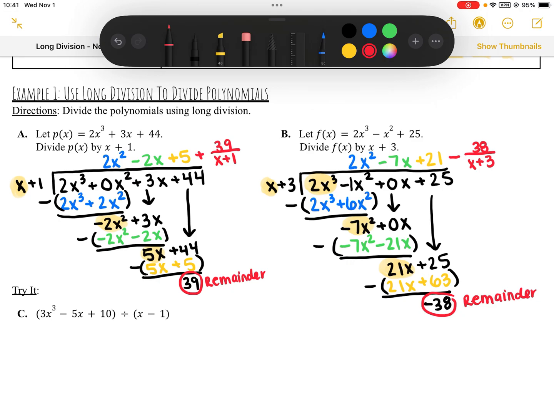Now there's a try it problem for you to do, so go ahead, take a moment, pause the video, and then resume when you're ready to check your answer.